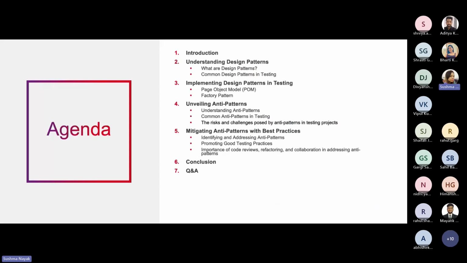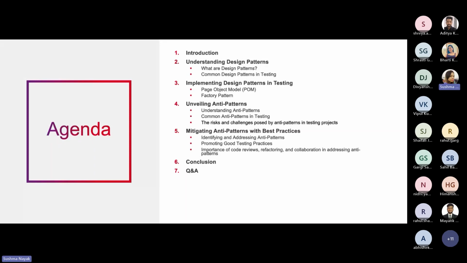So quickly I'll be discussing what agenda topics we'll be taking forward today. The first is introduction. We'll be talking more about what is testing harmony, what are design patterns and what are anti-patterns. Why we should not use anti-patterns and what is the importance of using design patterns. Here we'll be getting a clear picture about what the topic is all about.